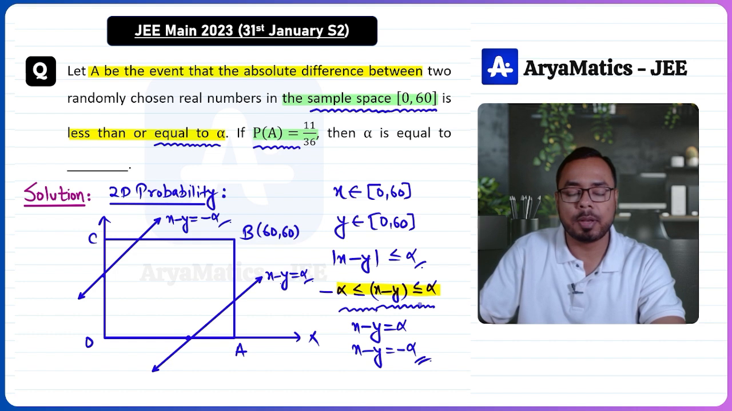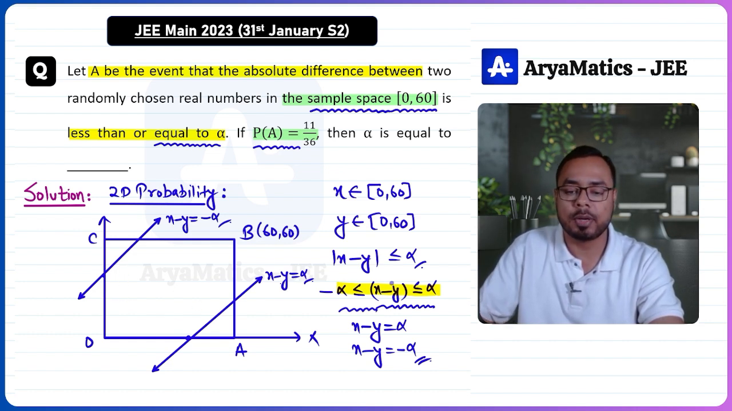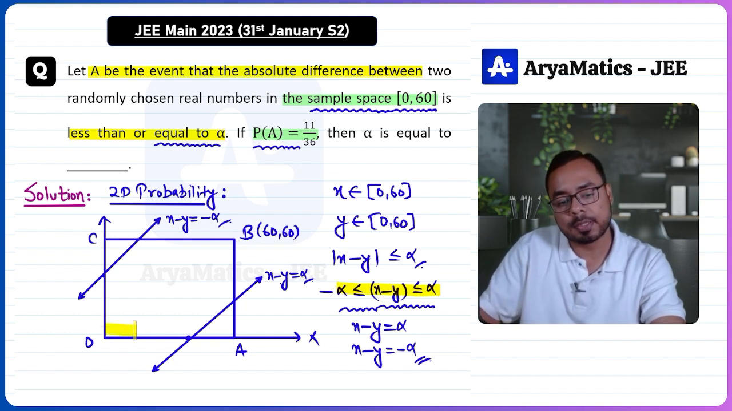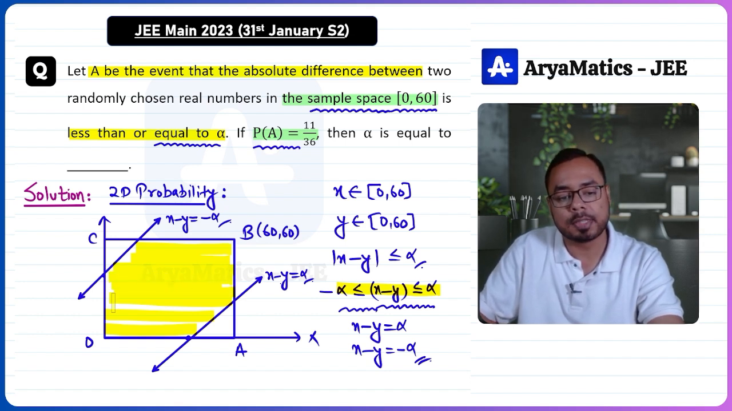And now this inequality will represent all the points between these two lines, right? Clearly origin is satisfying this inequality, so that inequality will represent all the points inside this region. That means take any point in this shaded region, and that point will satisfy the condition that minus alpha is less than or equal to x minus y is less than or equal to alpha. So this is your favorable region, right?